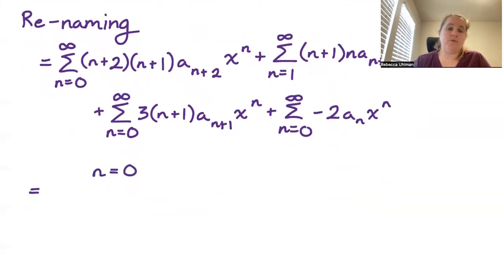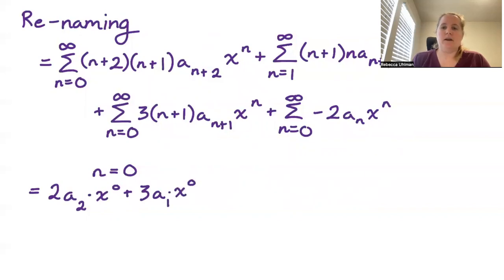So the 0 term for that first one, we have 2 times 1, so 2 times a sub 2 times x to the 0th for that first term. The second term doesn't have an n equals 0. The third term, we would have 3 times 1, 0 plus 1 is 1, times a sub 1 times x to the 0th. And then our last term, we would have plus a -2 times a sub 0 times x to the 0th.